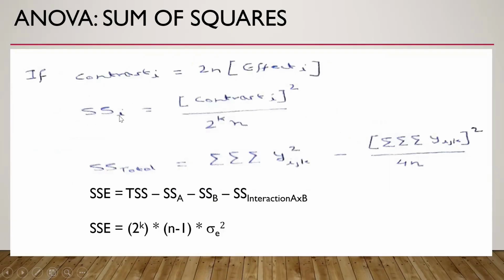Then sum of squares of a particular factor is equal to square of contrast divided by 2 to the power k multiplied by number of replications. Sum of squares total is given by this formula, and we can calculate sum of square error as the total sum of squares minus sum of square A minus sum of square B minus sum of square AB. This is in case of two factors. And the other formula for sum of square of error term is this. And this is the variance, which I will describe later by an example in my present lecture.